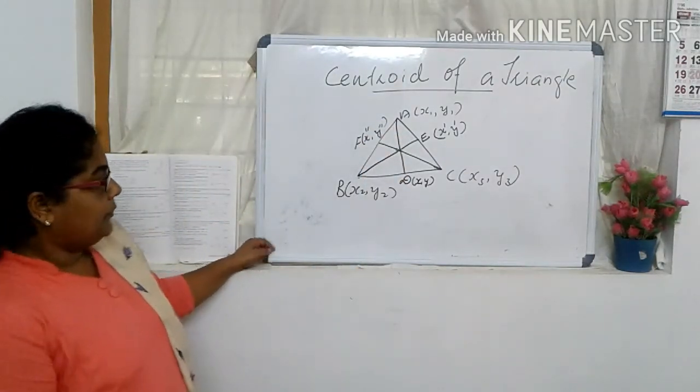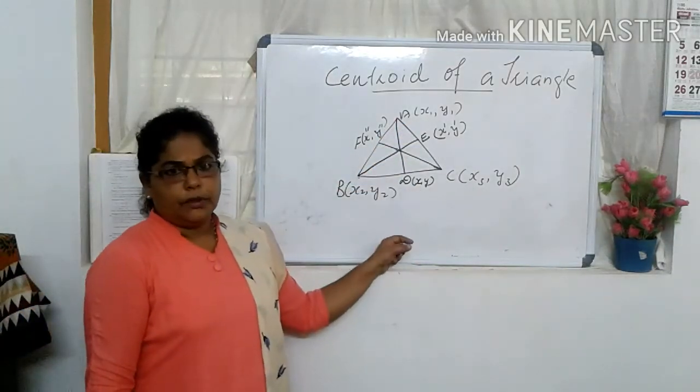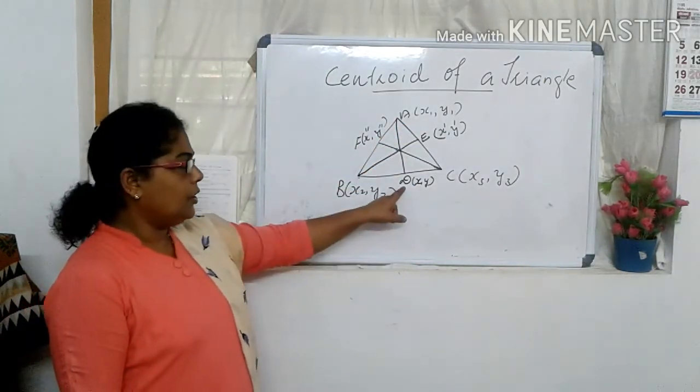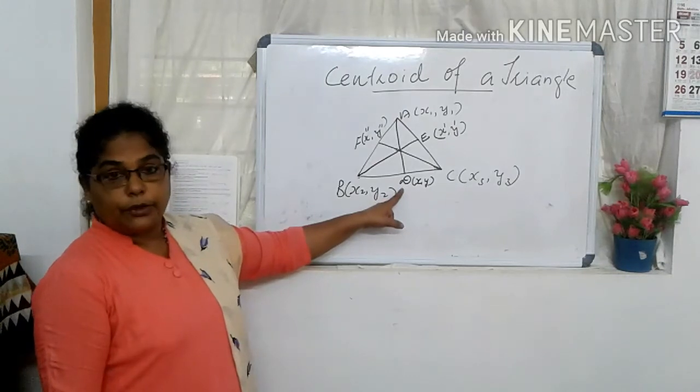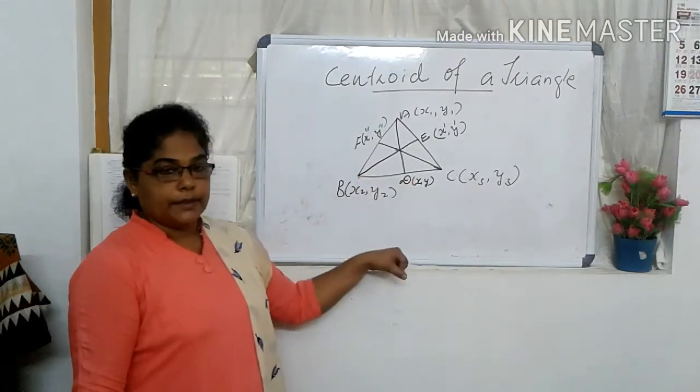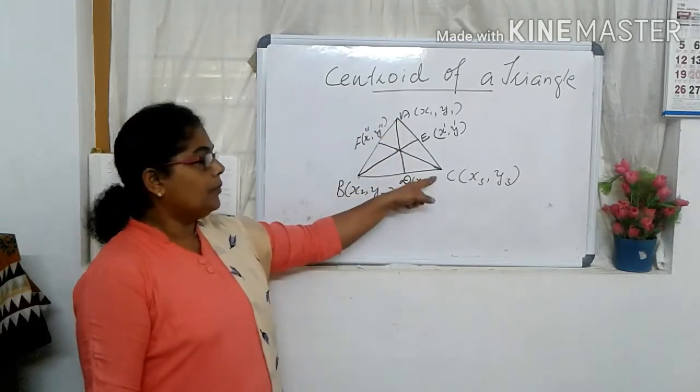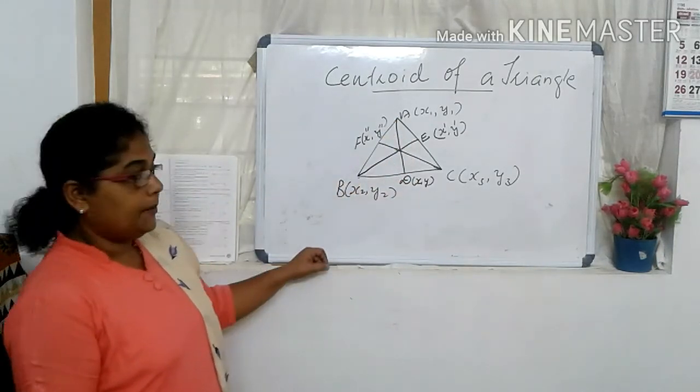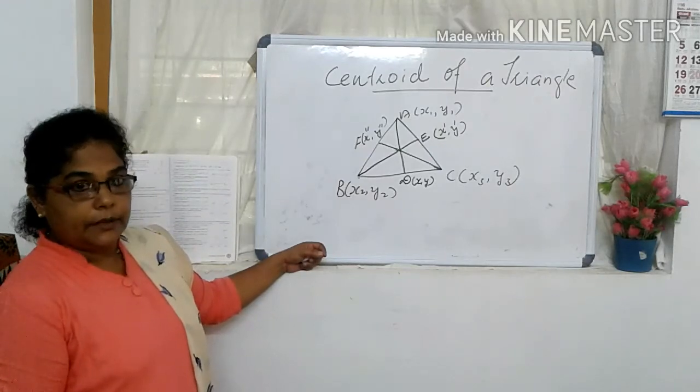Now, if the vertices are given, we can find the coordinates of D using the midpoint formula, because D is the midpoint of BC, E is the midpoint of AC and F is the midpoint of AB. Definitely we can find them.